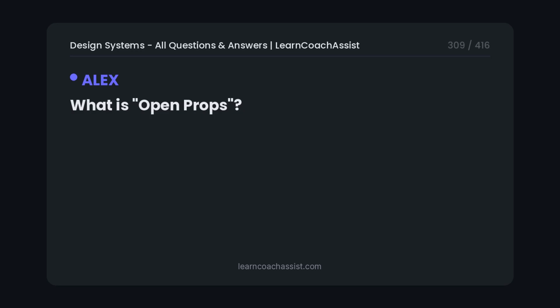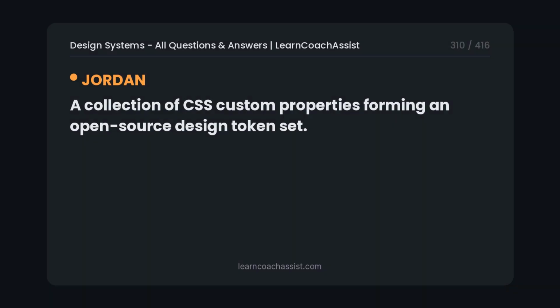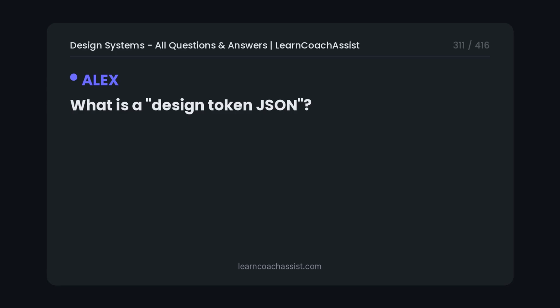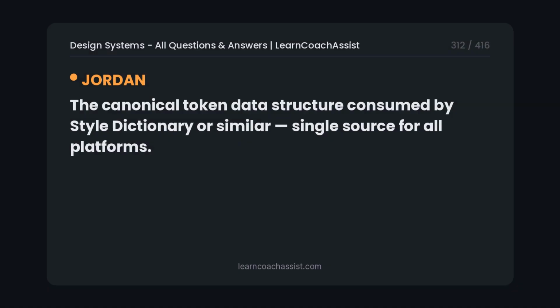What is Open Props? A collection of CSS custom properties forming an open-source design token set. What is a design token JSON? The canonical token data structure consumed by Style Dictionary or similar, single source for all platforms.